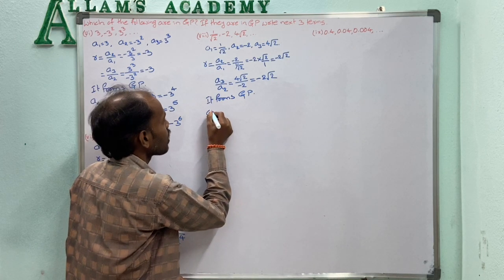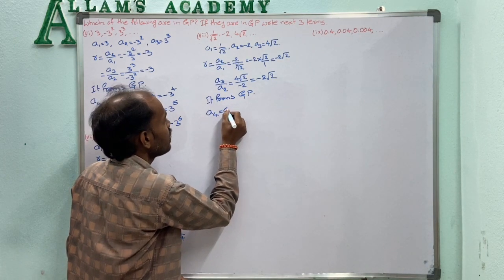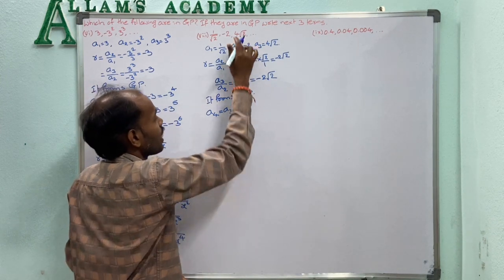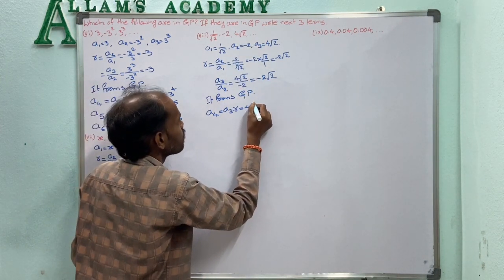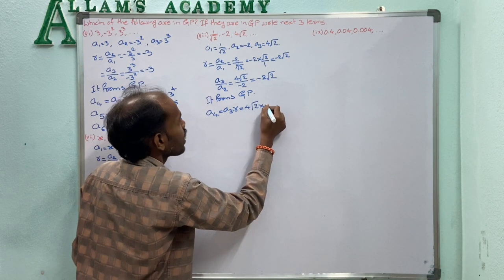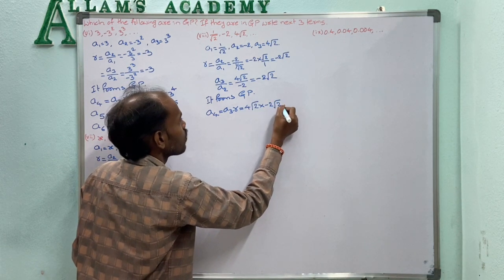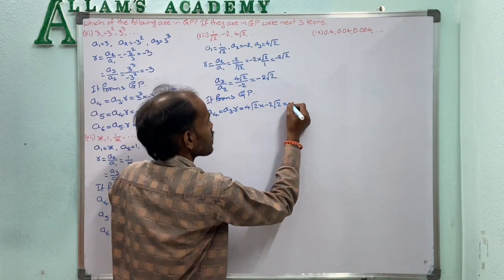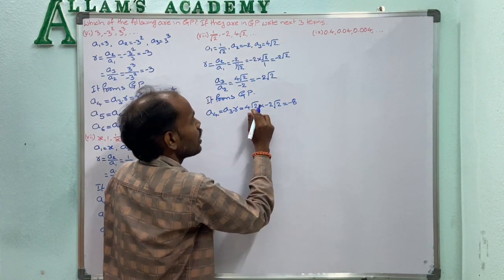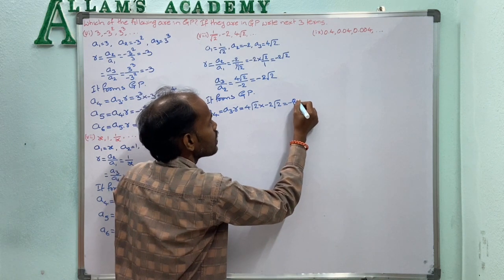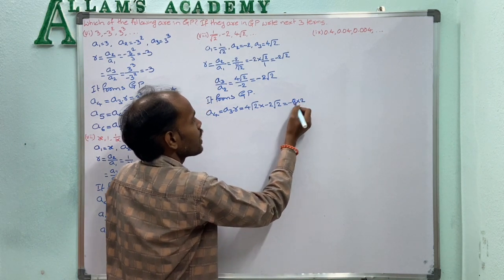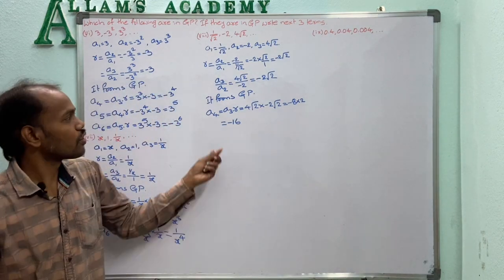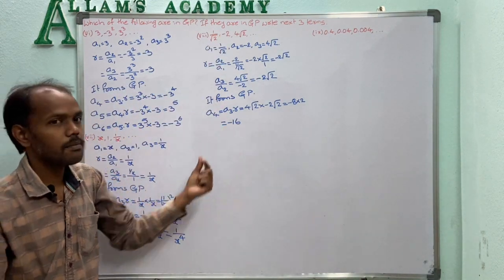Now the fourth term a4 is simply a3 into r, third term into r. The third term is 4 root 2 into common ratio minus 2 root 2. So 4 into minus 2 is minus 8, into root 2 into root 2 which is 2, so minus 8 twos is minus 16. So the fourth term of this GP is minus 16.